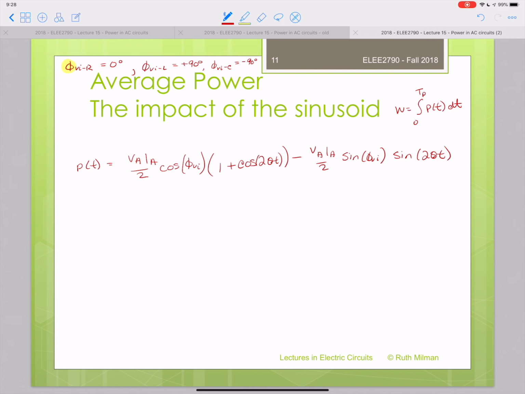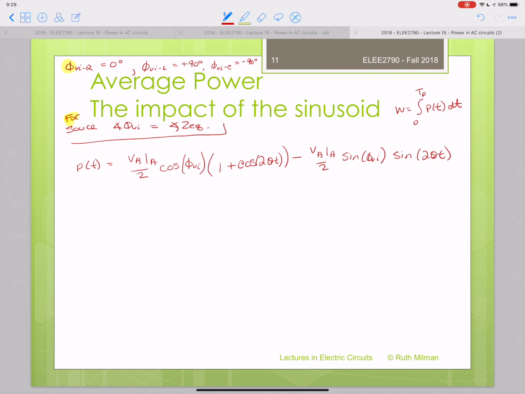In general, when you're looking at a source, the angle between the two is going to be the angle of the impedance. And so the impedance that you have in a circuit that is seen by any source is actually a very, very important thing.